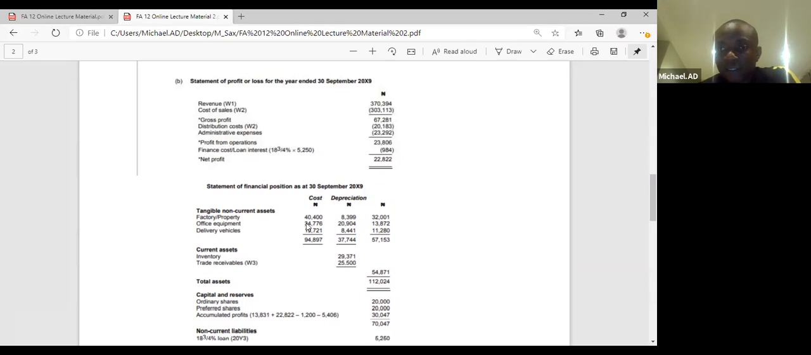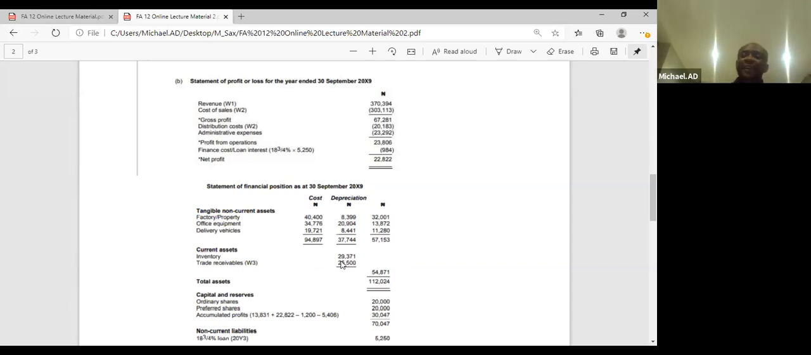Then the difference between cost and depreciation gives us this figure. So the difference between the cost and depreciation is known as net book value or written down value. Which gives us this amount, 57,153.